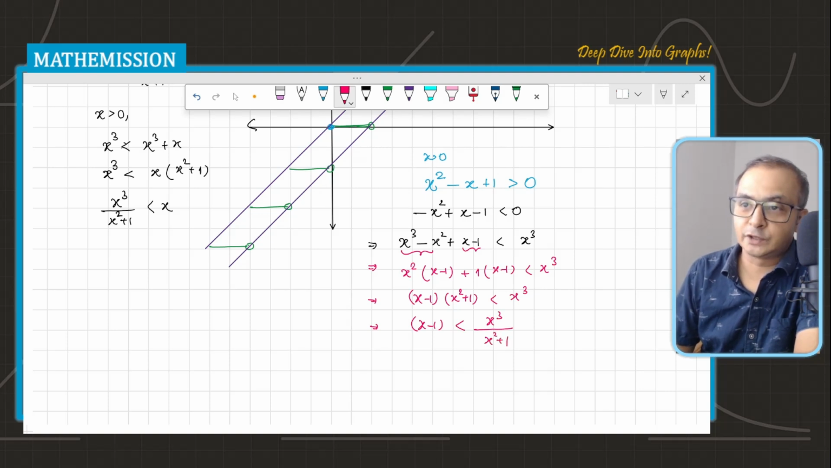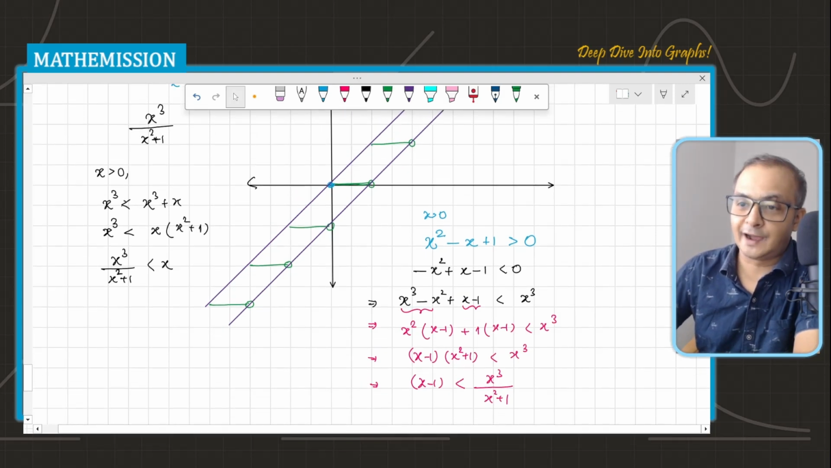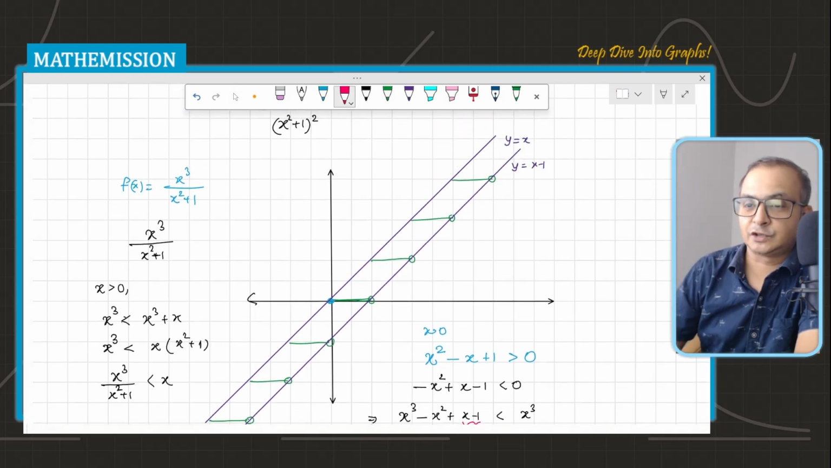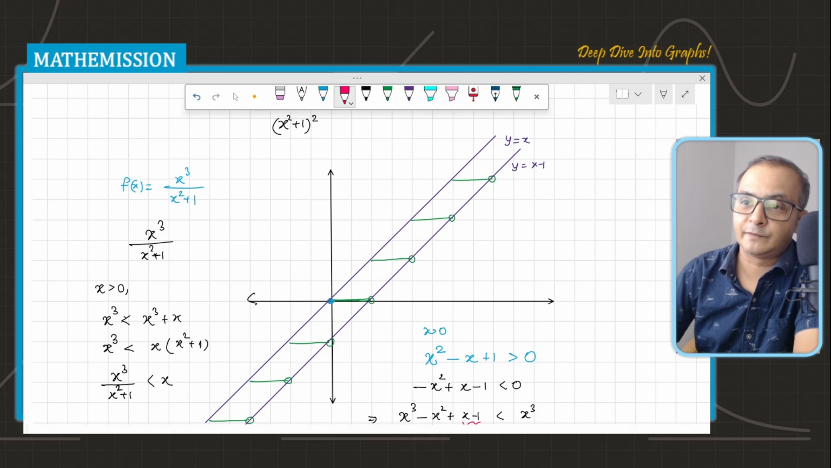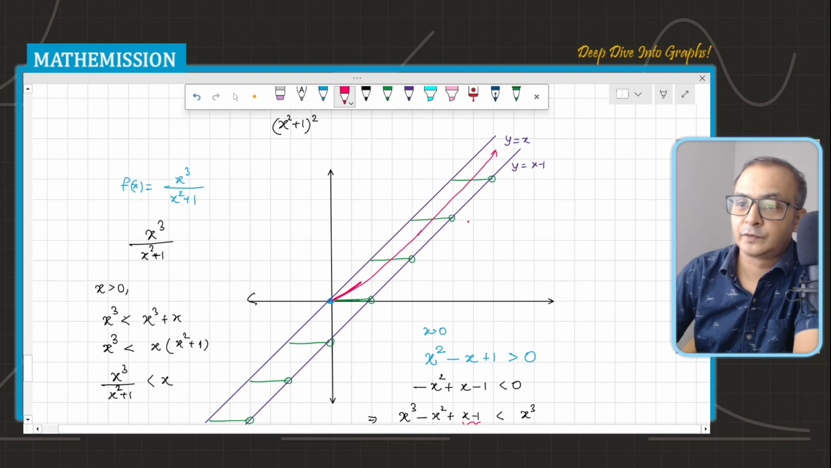It means we knew that now when x is positive, x cubed by x squared plus 1 will be always higher than x minus 1. So on the positive direction of the x-axis, I have the graph always lying between x and x minus 1. There is no such problem now. So this is the graph. We can easily see that it is going like this.